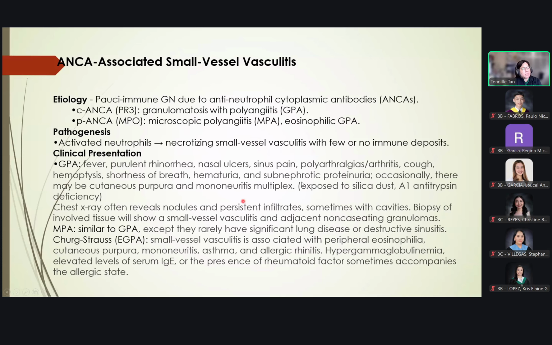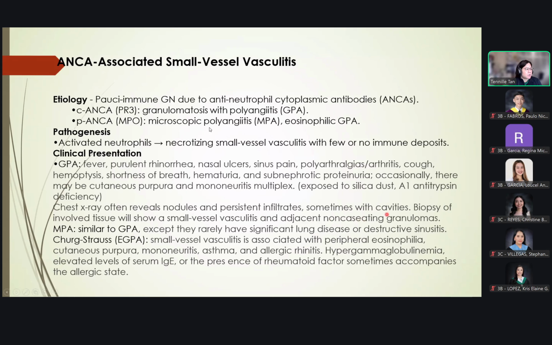Typically, patients might have been exposed to silica dust, or they might have a history of alpha-1 antitrypsin deficiency. On X-ray, they'll often reveal nodules and persistent infiltrates, sometimes with cavities. Biopsy of the involved tissue will show a small vessel vasculitis and adjacent non-caseating granuloma.